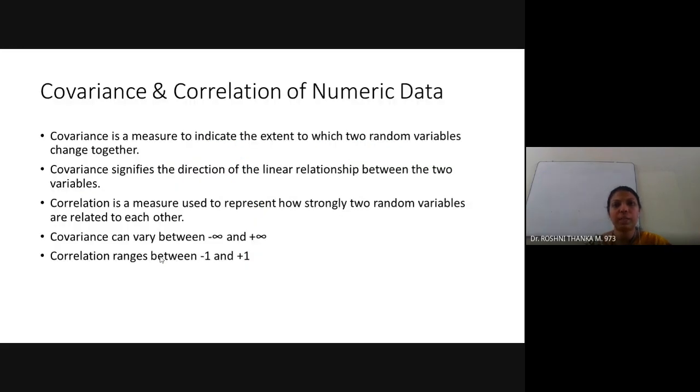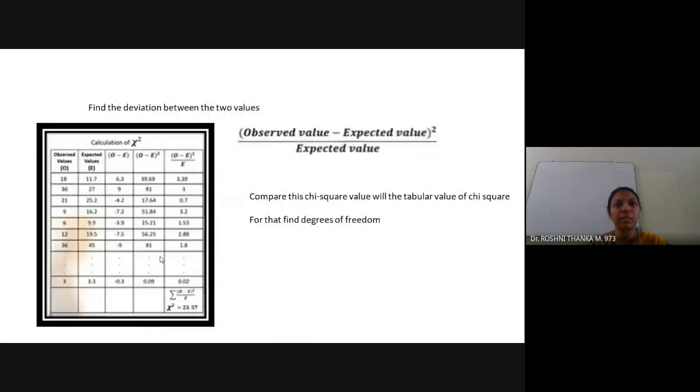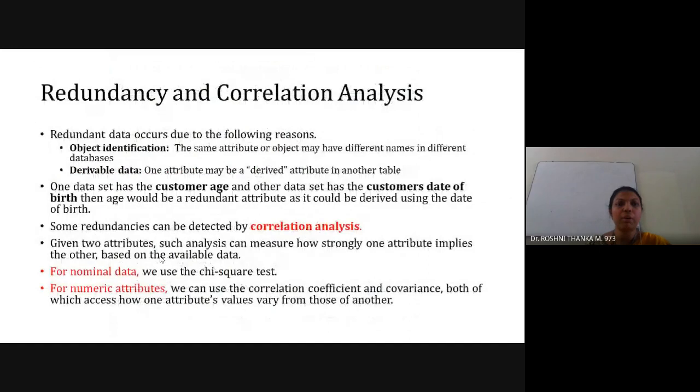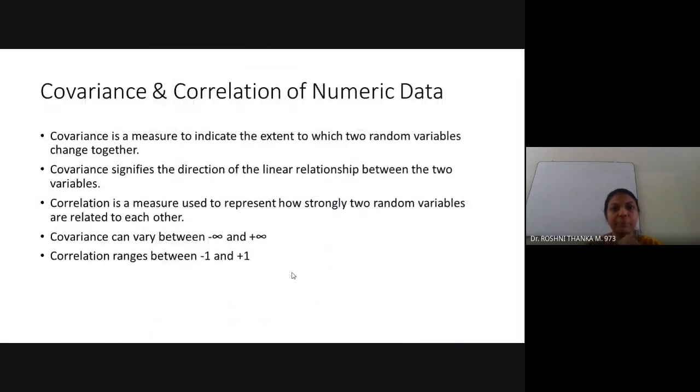Okay, the next thing is, we saw in the previous example that for categorical data, we can use the chi-square method to find the correlation. And for the numerical attribute, we have to find the correlation coefficient and the covariance. By finding both, we can say whether there is a relationship between the numerical attributes or not. So, let us go to that.